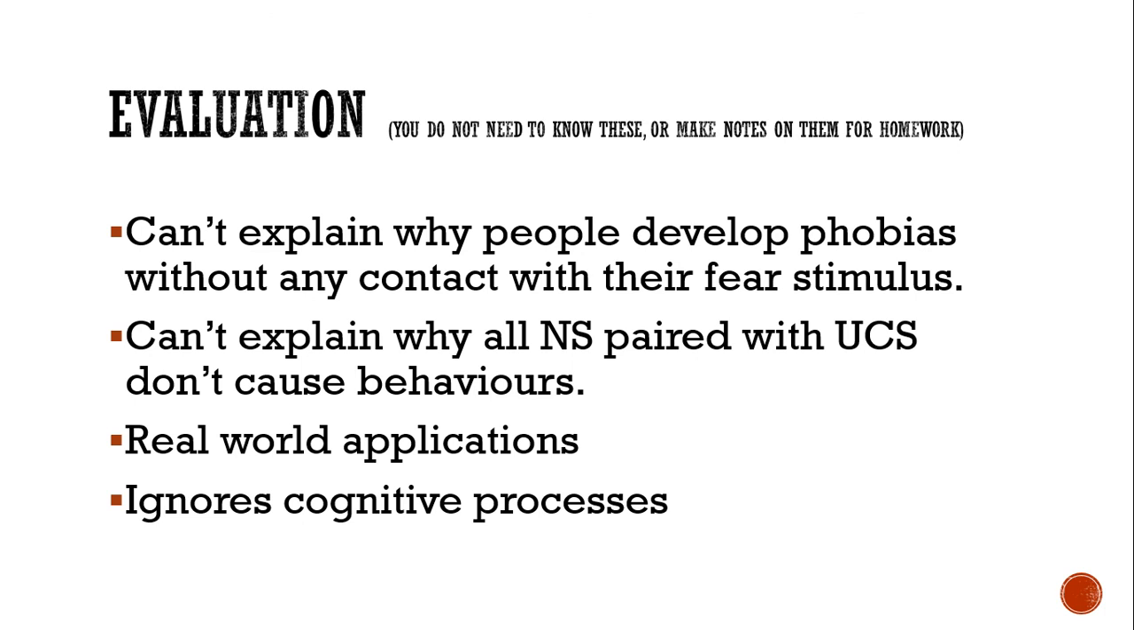So problems with classical conditioning. It can't explain why people develop phobias without any contact with their fear stimulus. So a lot of people have developed phobias of spiders. However, they've never been bitten by a spider or experienced anything negative around a spider at all. People are scared of snakes. We don't very often see snakes, whatever it may be. So some people develop phobias without any contact to their fear stimulus. And what does that tell us about the theory? Well, if it can't explain all behaviours, then it lacks validity. You wouldn't say it wasn't valid at all, but it lacks validity.